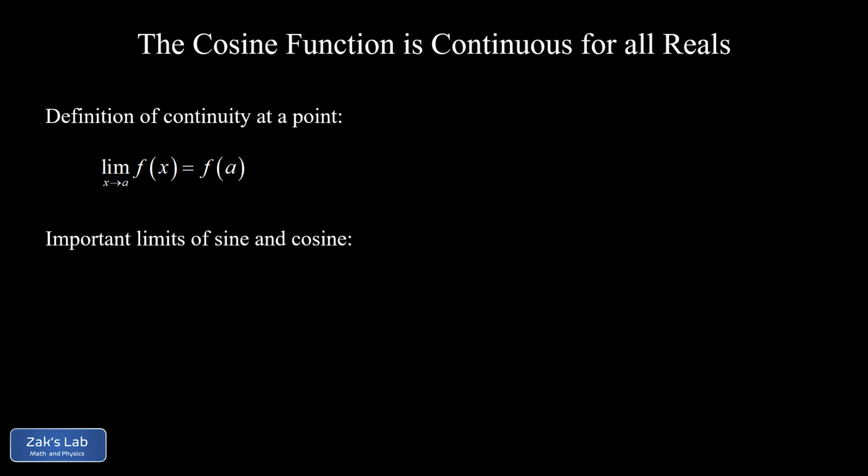Next, we need to use a couple important limits of sine and cosine that were actually derived by way of a geometric construction on the unit circle. And neither one of these is a surprise. First we proved that the limit as x goes to 0 of sine of x is equal to 0. And then we proved that the limit of cosine x as x goes to 0 is 1. And I'll post a link at the top to that video as well.